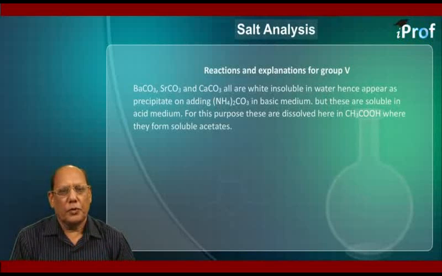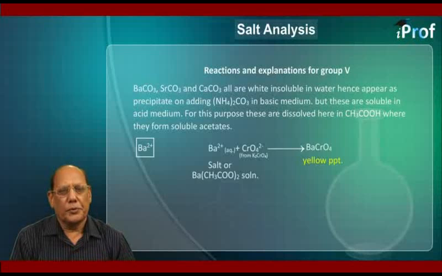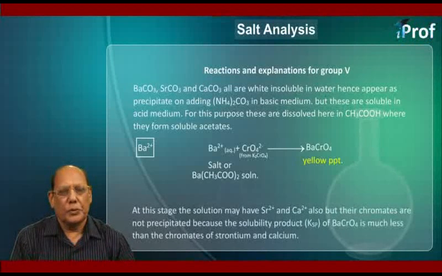Barium ions come directly from the salt solution or from barium acetate solution. To that add potassium chromate. So barium and chromate ions combine to give barium chromate, a yellow precipitate. At this stage, the solution may have Sr2+ and Ca2+ also, but their chromates are not precipitated because the solubility product Ksp of barium chromate is much less than the chromates of strontium and calcium.